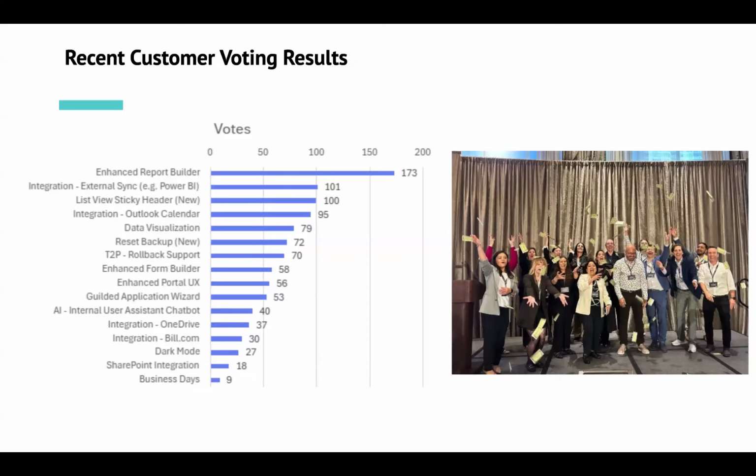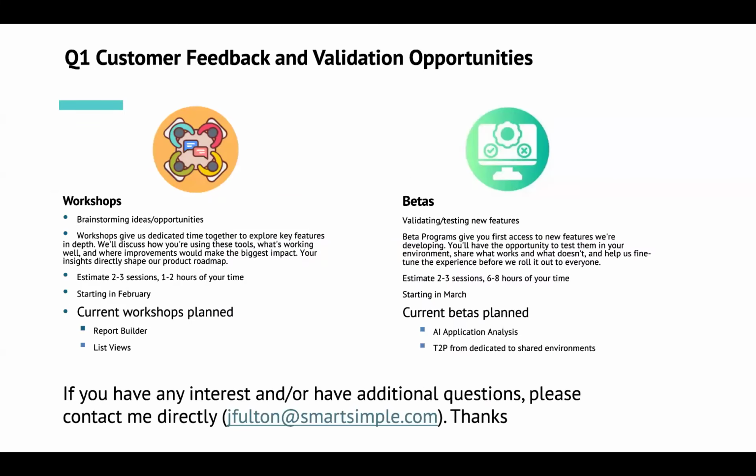But again, I wanted to share this. This information is also on the Compass community site if you want more details. But the main reason I wanted to make sure we had a few minutes here at the end was to highlight that we are doing some validation activities with our customers. We have workshops and betas that will be going on this quarter, starting next month or later this month, actually. Two workshops. One will be on the report builder, and the other will be on list views.